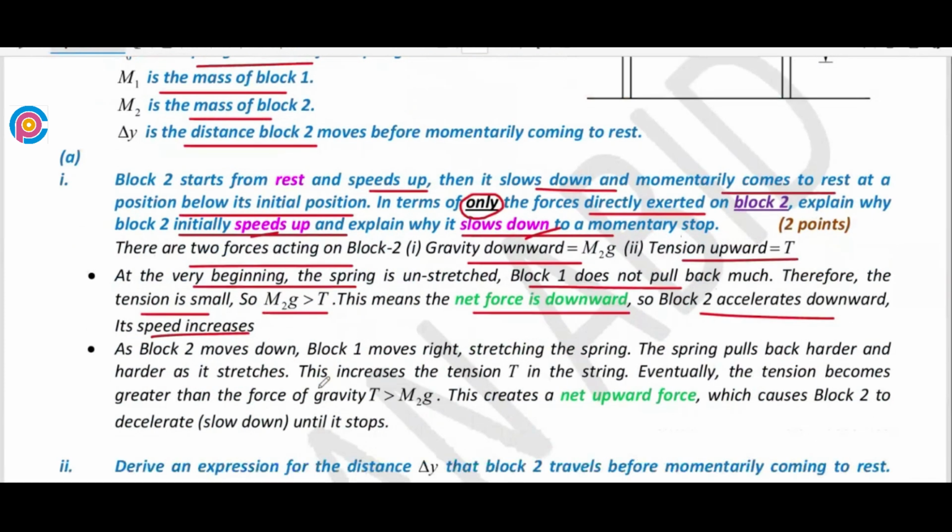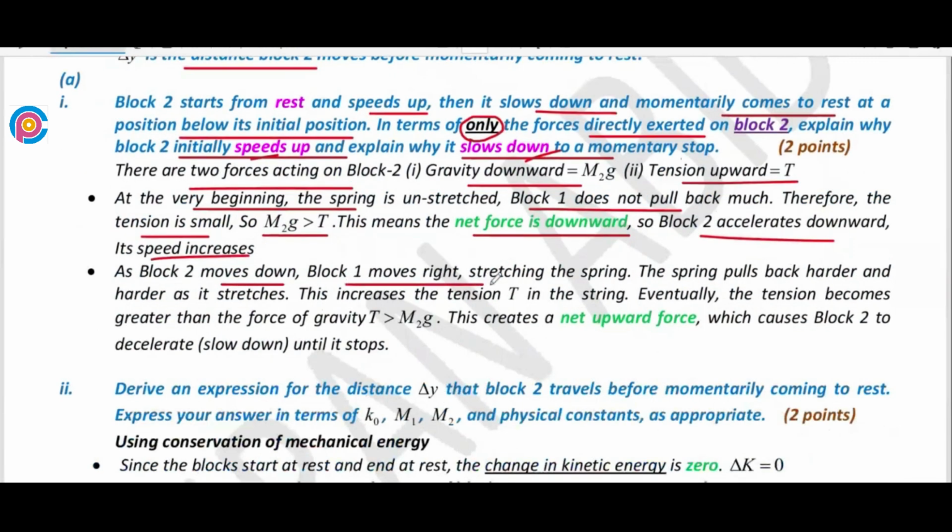Then what happens? Block 2 moves down, block 1 moves right, stretching the spring. The spring pulls back harder and harder as it stretches. This increases the tension in the string, and eventually the tension becomes greater than the force of gravity, or the weight of block 2. This creates a net upward force which causes the block to decelerate and slow down until it stops. So that's the whole scenario.